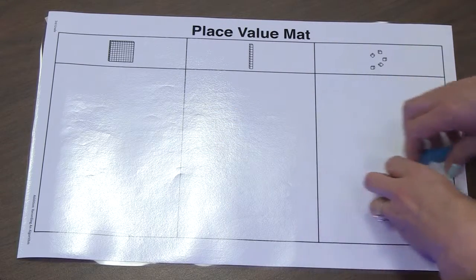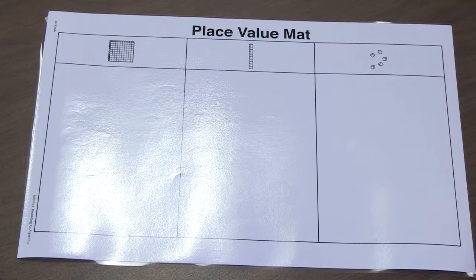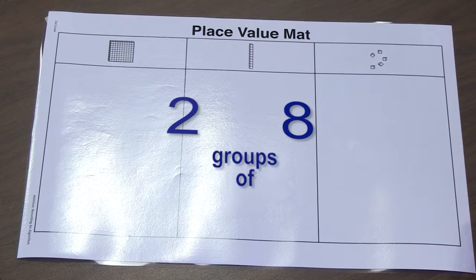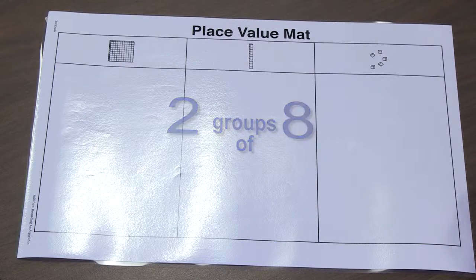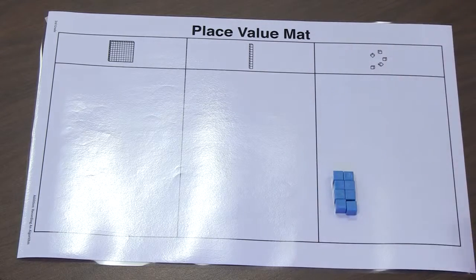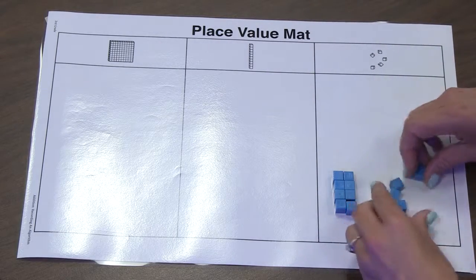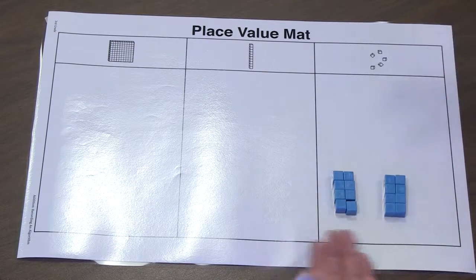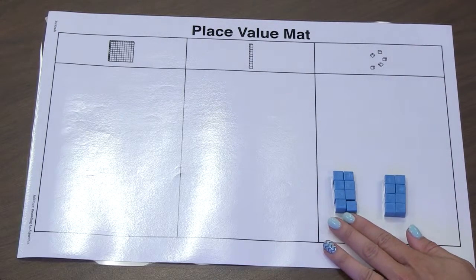So I'm going to take those off and we're going to do 2 times 8. That's 2 groups of 8. So we have here 1 group of 8 and 2 groups of 8. So 2 groups of 8 equals 16.